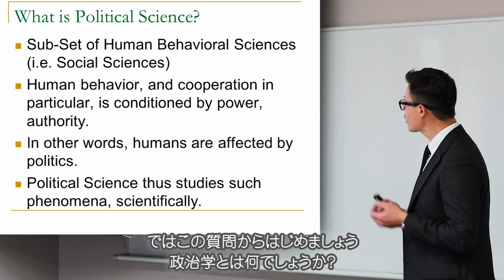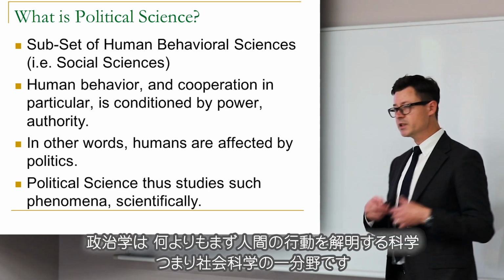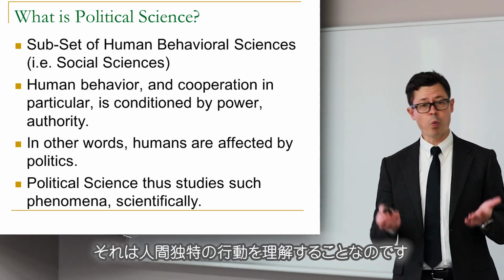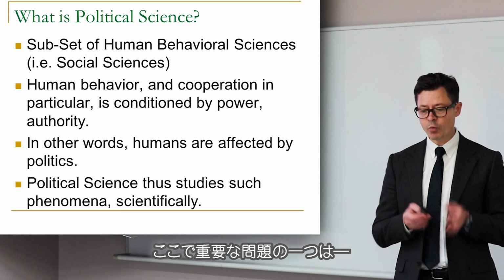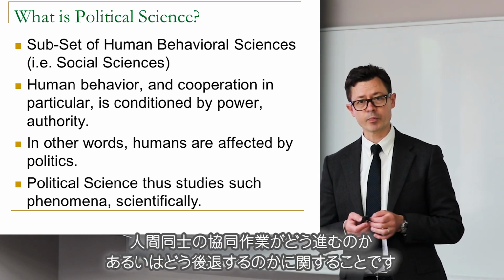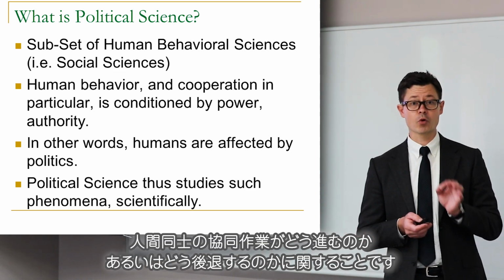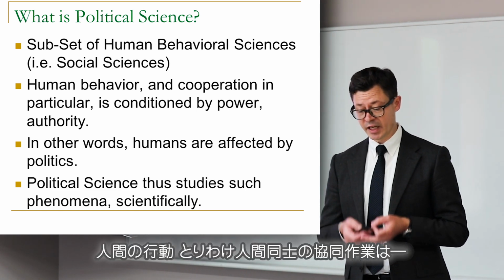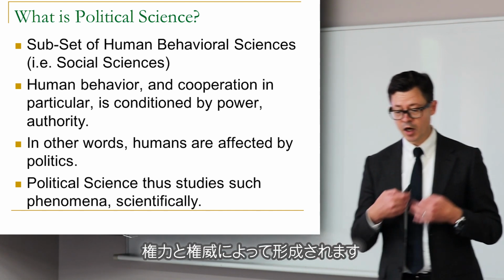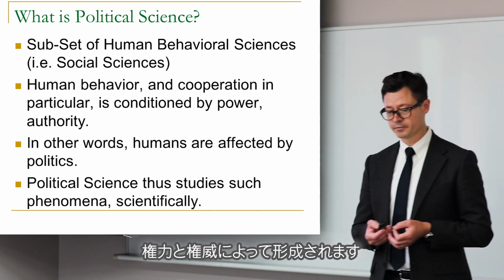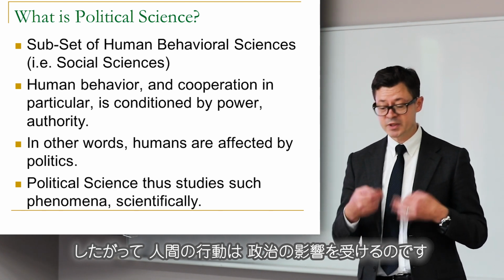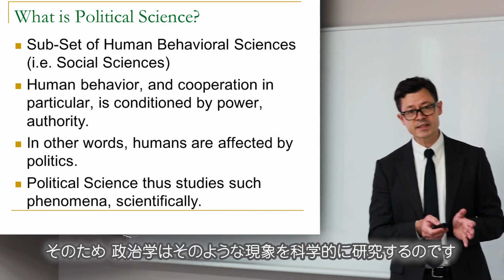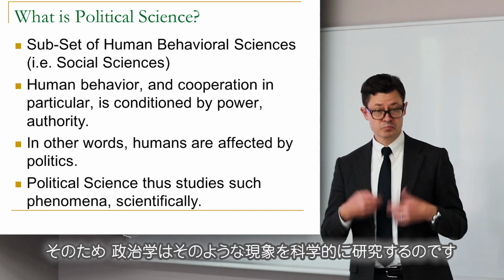So now, on to the question. So what is political science? First and foremost, it is a subset of the human behavioral sciences which tries to understand why we behave the way we behave. And one of the key questions there is on the evolution of cooperation and sometimes the devolution of cooperation. Right? So human behavior and cooperation in particular is conditioned by power, is conditioned by authority. So human behavior, or humans in general, are affected by politics. Right? So political science then attempts to understand these phenomena scientifically.